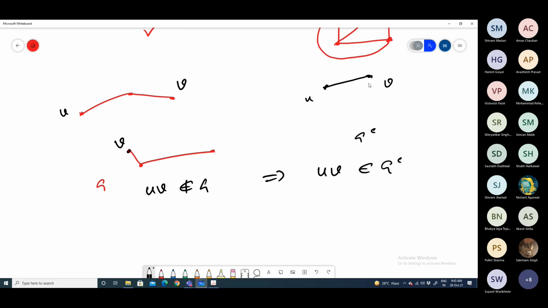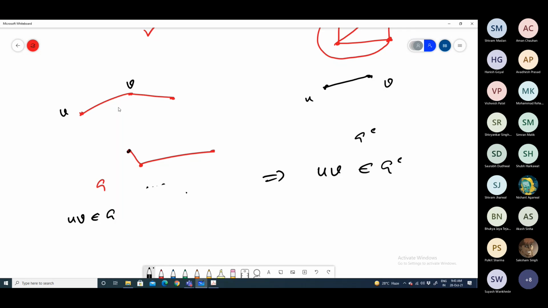So how will you prove that G complement is connected? We will choose any two vertices U and V and we will find one path from U to V. In that case, we already have a path. In fact, we have an edge from U to V. So we are done. Now suppose this is your V, that means UV is an edge in G. Then UV should be in one connected component, right?